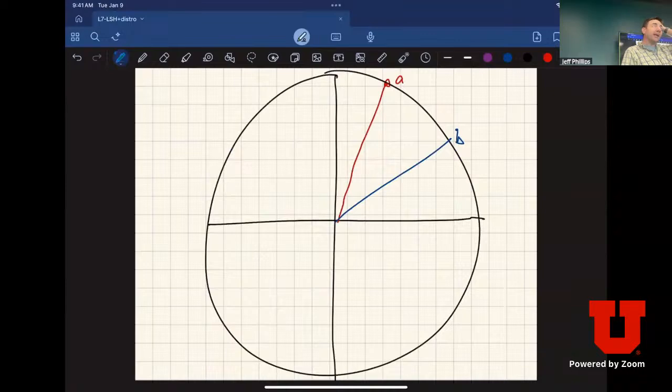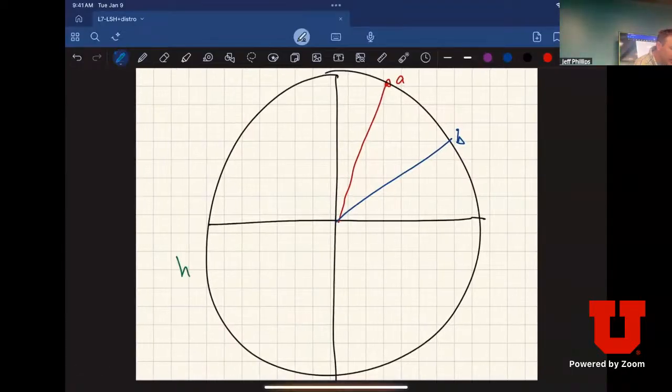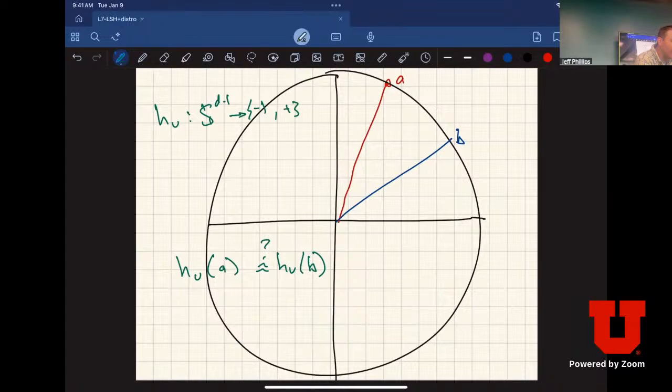Okay, so how do I get a kind of a hash function? The trick: I'm going to get a hash function h_u(a), and I'm going to want to know if h_u(a) is equal to h_u(b). My hash h_u is only going to hash to 2 items, -1 and +1. It's going to hash to only 2 bins. So it's a very simple hash function.